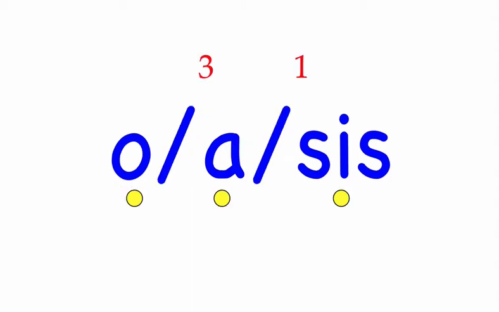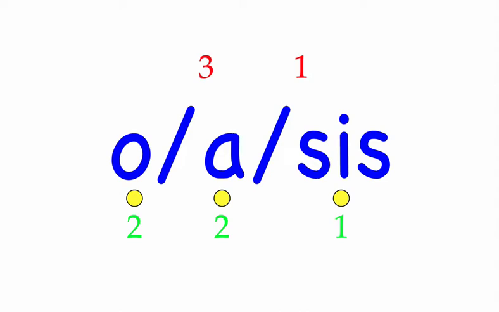Here we divide between O and A according to syllable rule 3. And then finally, we associate vowel group numbers with our vowel sounds. O, A, sis. The next word is mower. Mower, I need to buy a new lawn mower.